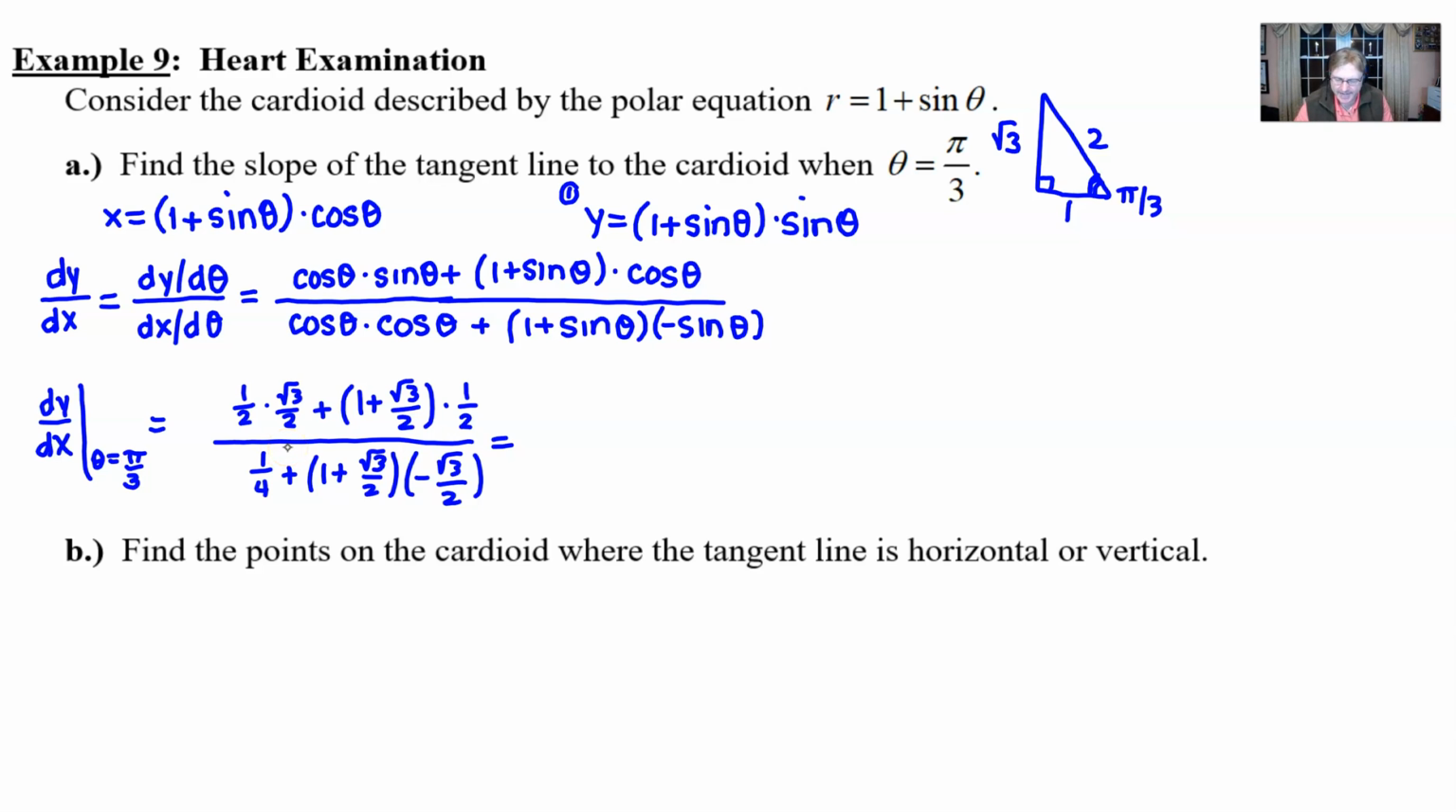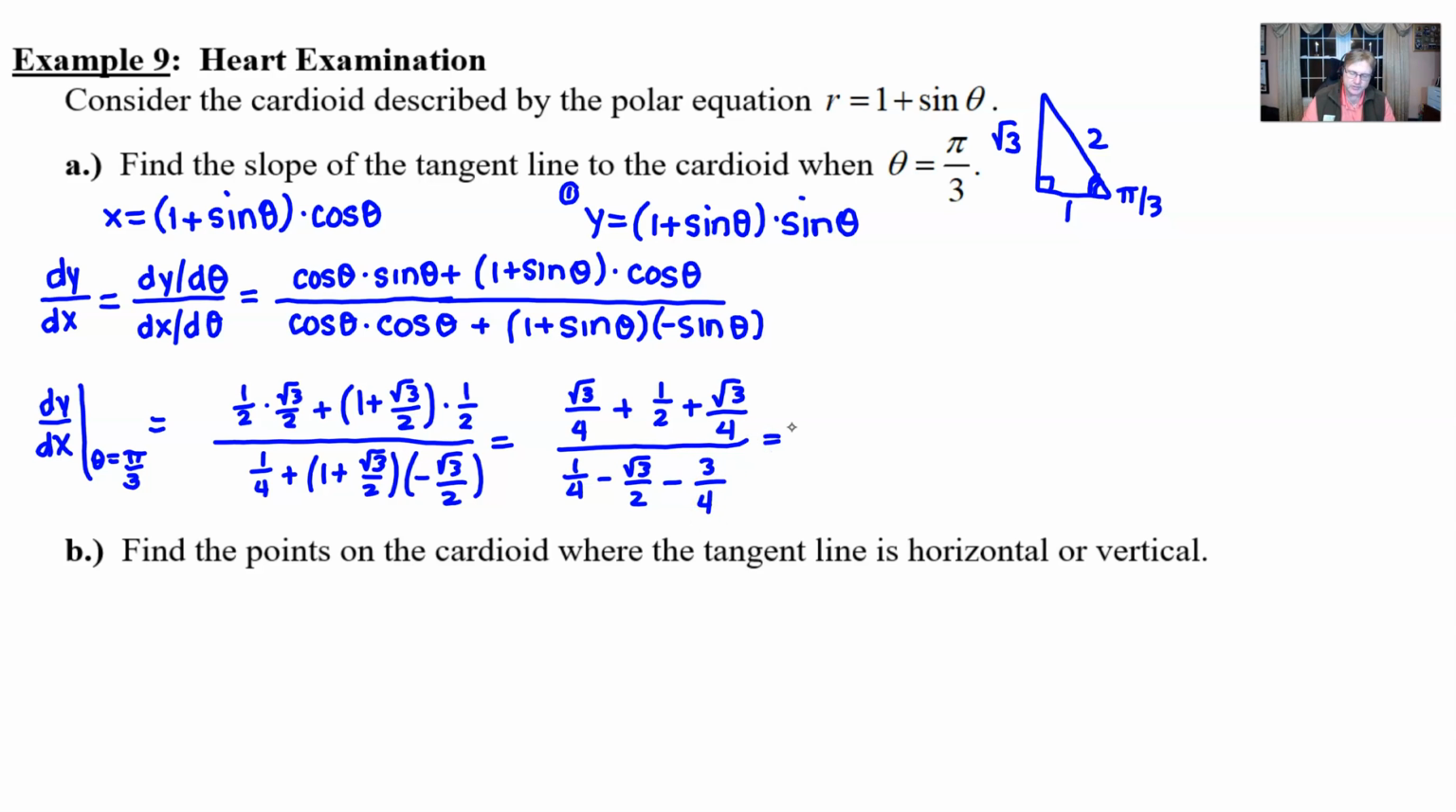But I tell you what, I'm going to spend a moment to try to get this into its lowest terms. We're going to have to distribute this 1/2, and doing so would give us something like this in the numerator. And then for the denominator, I have a 1/4. I'm going to distribute negative root 3 over 2. This is going to give me negative root 3 over 2 minus 3/4.